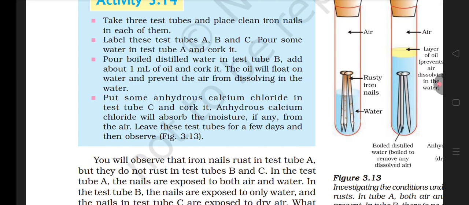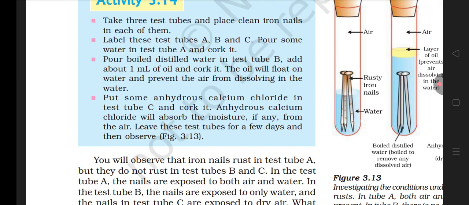Pour some water in test tube A and cork it. Pour boiled distilled water in test tube B and about 1 ml of oil and cork it. The oil will float on the water and prevent the air from dissolving in it. Put some anhydrous calcium chloride in test tube C and cork it. So, anhydrous calcium chloride will absorb the moisture, if any, from the air.